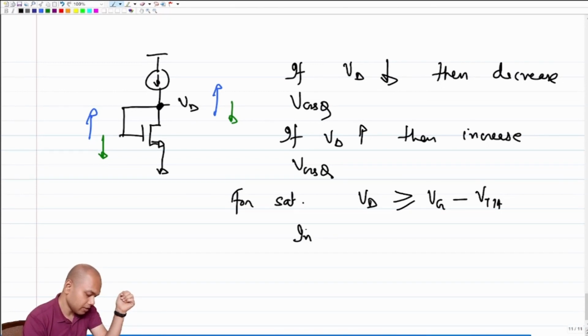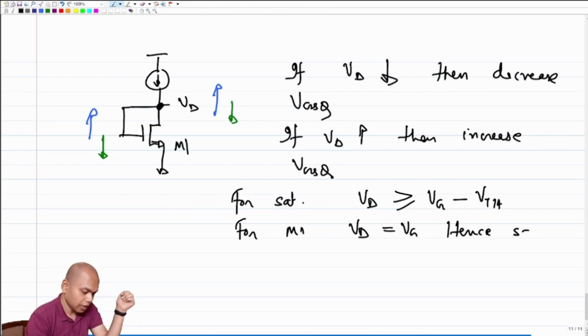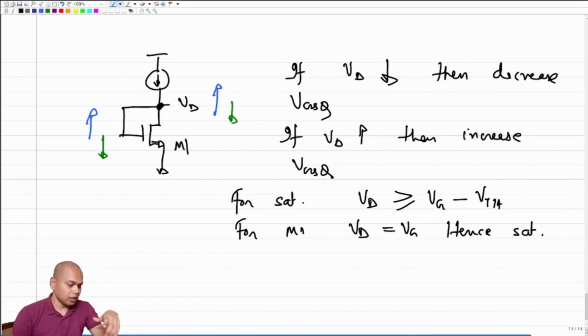So in this case, for M1, VD is equal to VG, hence the saturation condition is ensured. Now let's assume that the threshold voltage changed, right? If the threshold voltage changed, is the transistor in saturation? Of course, the transistor is in saturation because the gate and the drain are connected. VD is always equal to VG, so the transistor is in saturation. But what happens to the GM?